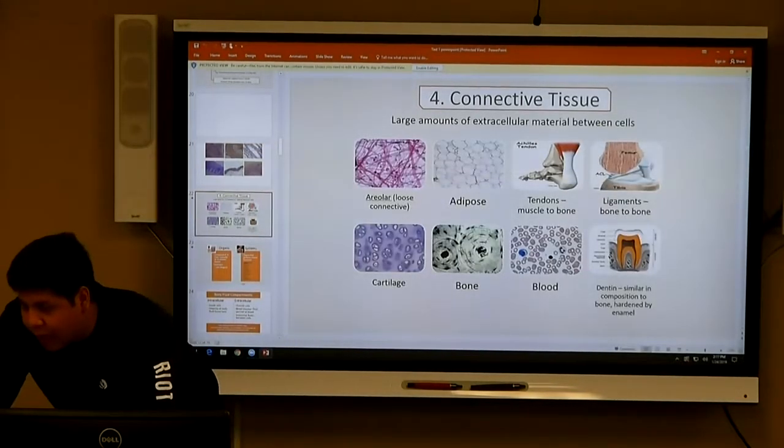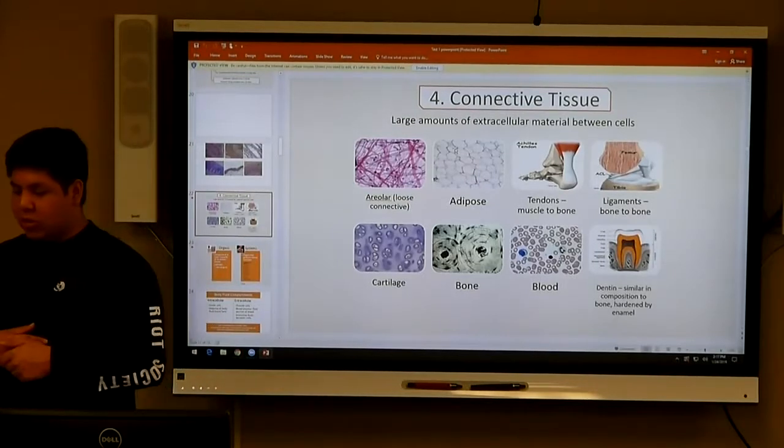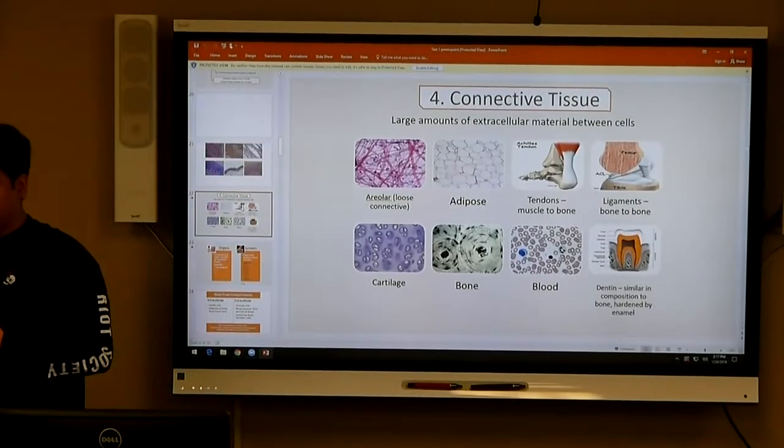And the fourth one of the tissues is the connective tissue. It has large amounts of extracellular material between cells.